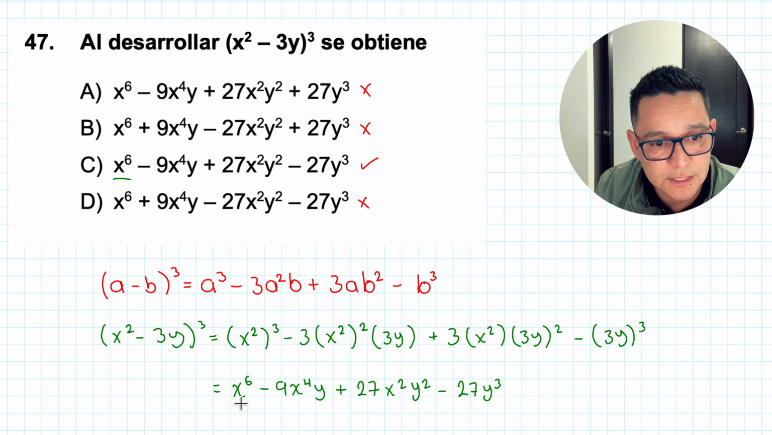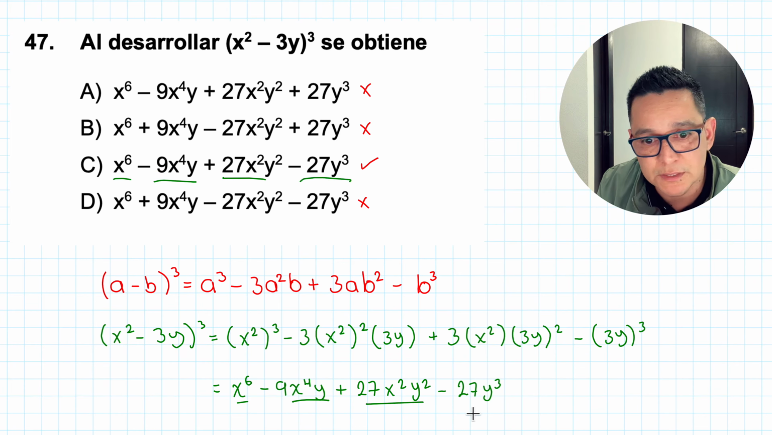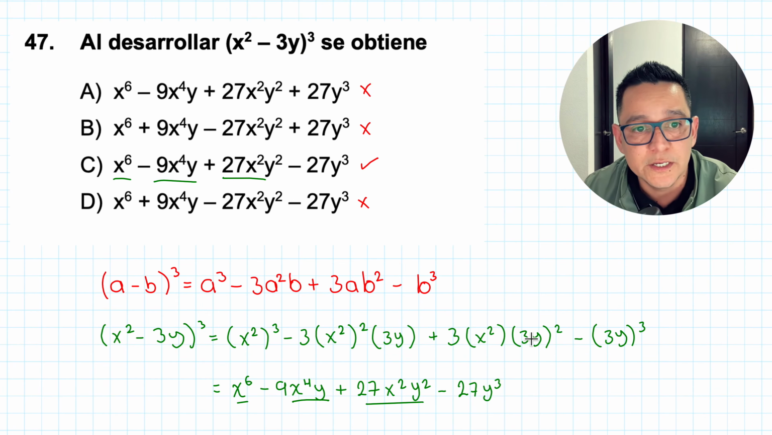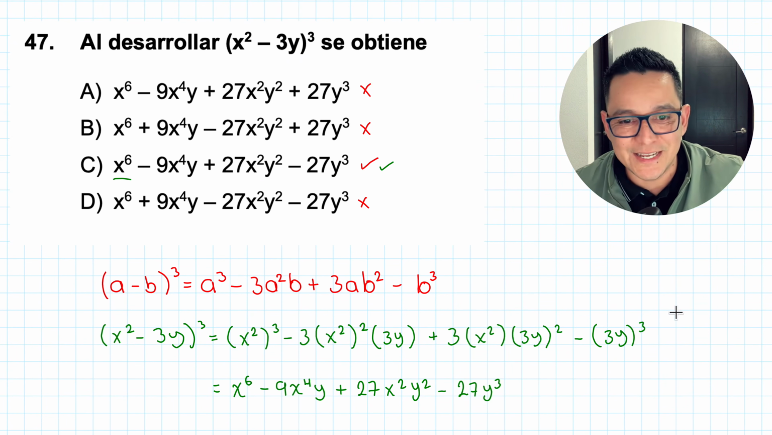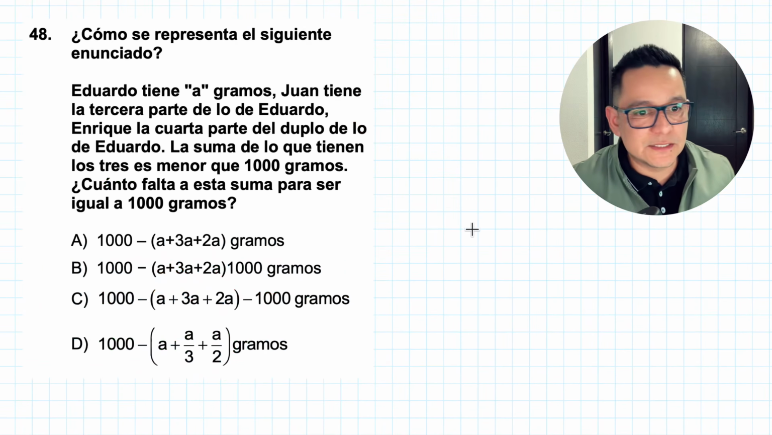Let's see. x^6 minus 9x^4y plus 27x^2y^2 minus 27y^3. If we have everything, we're confirming the correct answer is C, as expected. Let's move on to the next one.